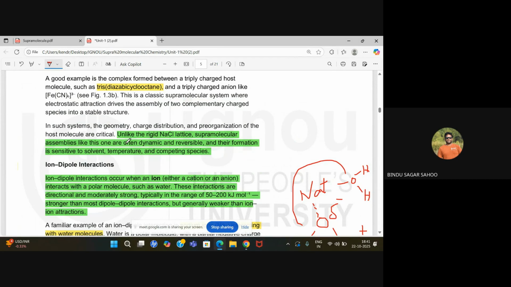Okay, so you can read out here on the rigid NaCl structure. When I say NaCl structure, this is a rigid structure. They don't show dynamic, reversible behavior. But in supramolecular ion interaction compounds, the structure is similar to NaCl, but their behavior or properties are different. Here this is a rigid structure, but here the structure is dynamic and reversible. It can also break easily if you supply more temperature.